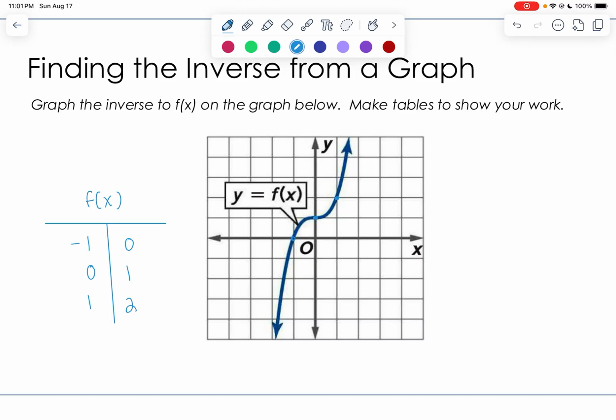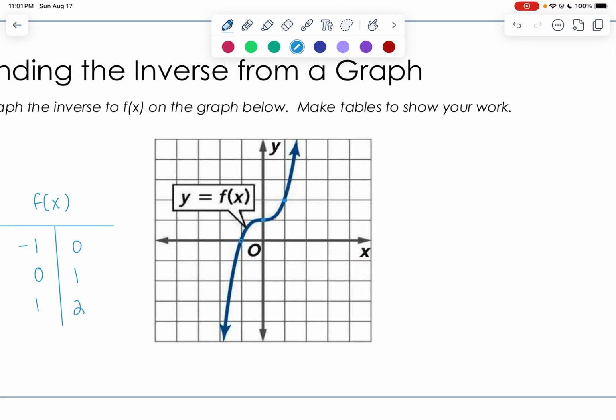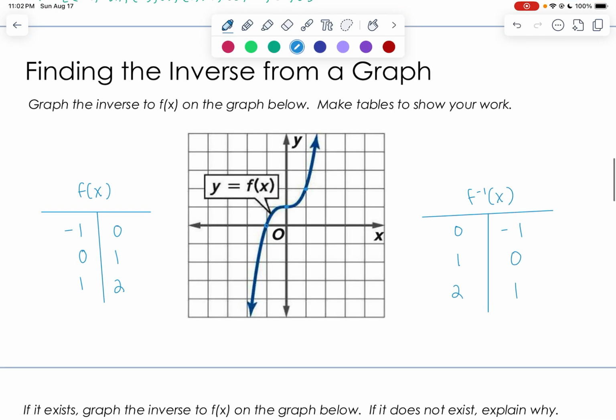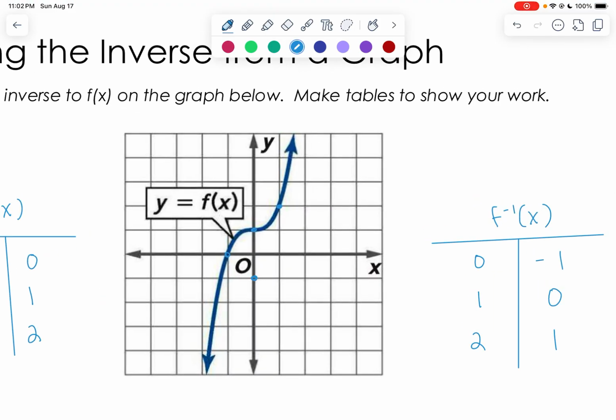My inverse is going to flip all of those points. So I'm not going to have negative 1, 0 anymore. Now I'm going to have 0, negative 1. I'm going to have 1, 0, and I'm going to have 2, 1. So if I go put those points on my graph, so 0, negative 1 here, 1, 0 goes here, and 2, 1 goes here. Keeping in mind that it's not going to be a straight line. It's going to curve how this curved. So now it's going to kind of curve this way.